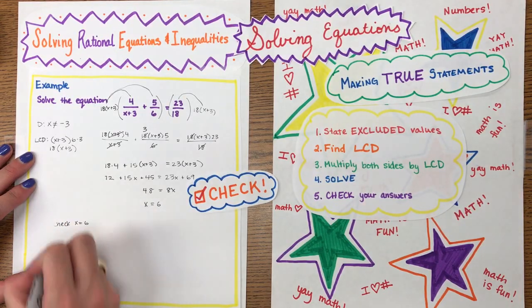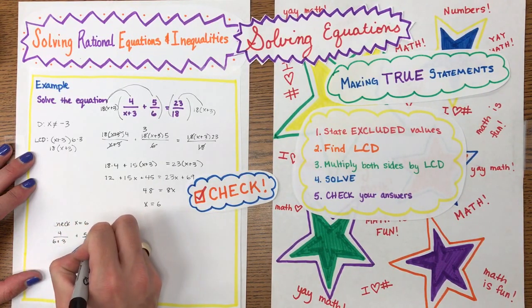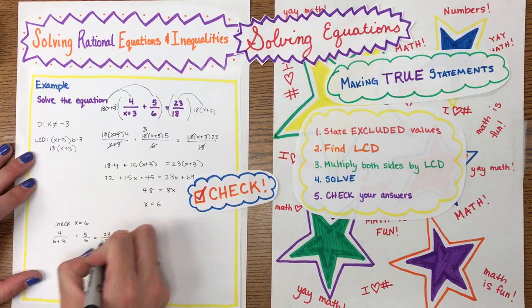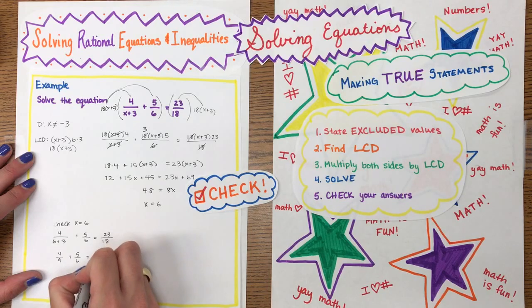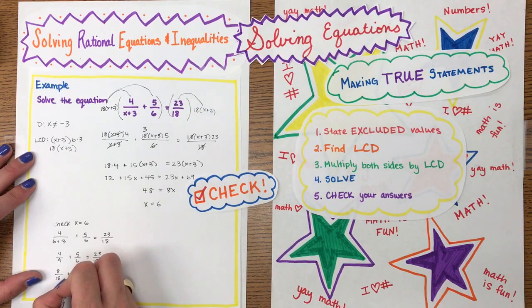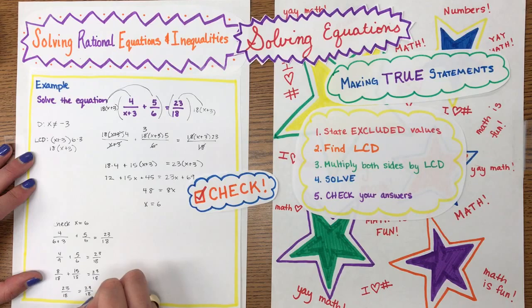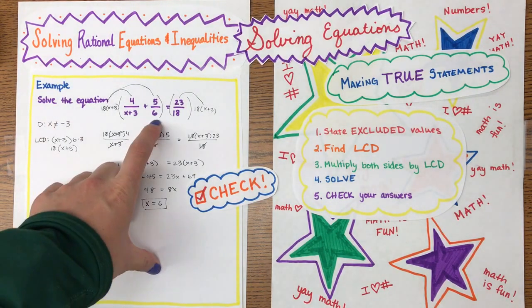So now I'm going to check x is equal to 6. So 4 over 6 plus 3 plus 5 over 6 is equal to 23 over 18. That's 4 over 9 plus 5 over 6 is 23 over 18, or 8 over 18 plus 15 over 18 is equal to 23 over 18. 23 over 18 is equal to 23 over 18. That's true. So x equals 6 is the solution to the problem. It's the value of x that makes a true statement here.